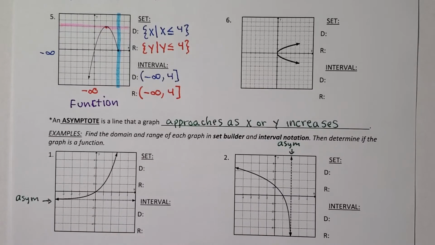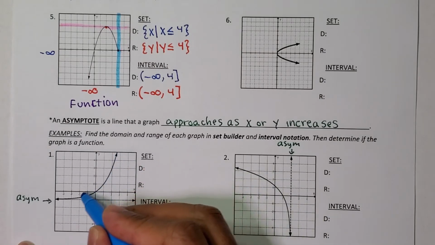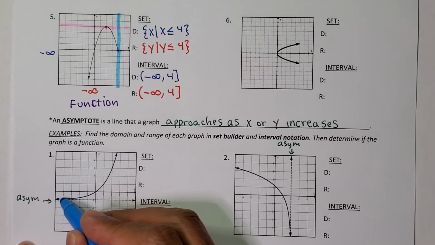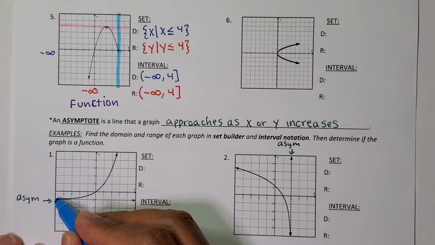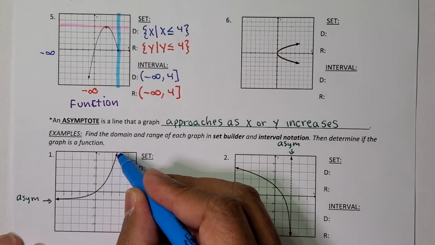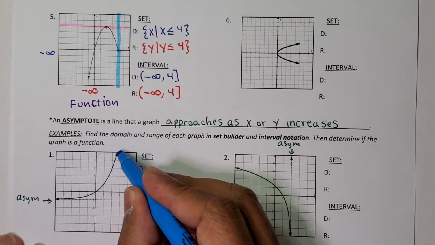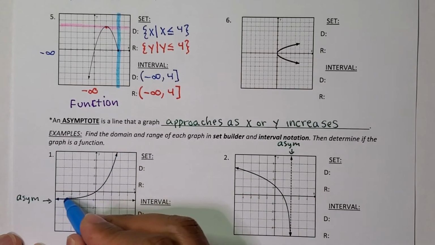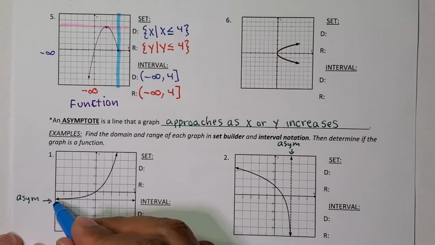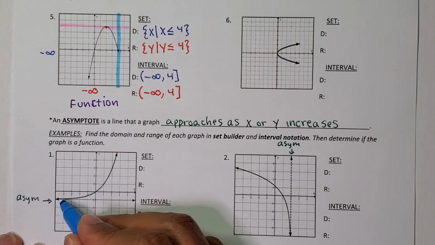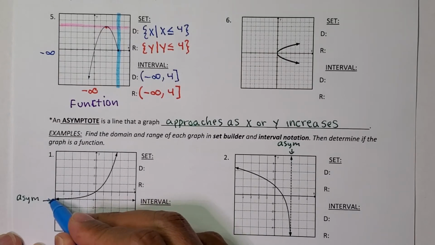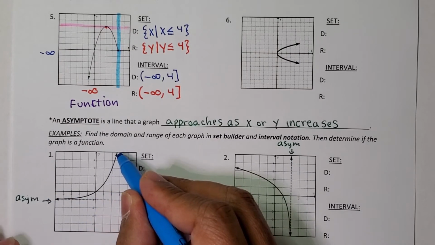So if I'm doing the domain, if you look at this graph, is it ever going to stop going left? Remember, we always go from left to right. Is it ever going to stop going left? You see the arrow? That means no, right? It's not going to stop going left. Well, let's go to the right. Is it ever going to stop going right? Well, based on the arrow, it's not going to stop going right. So that means I can't bound this graph. There is no starting point. There is no ending point. This just goes on to negative infinity to the left and positive infinity to the right.